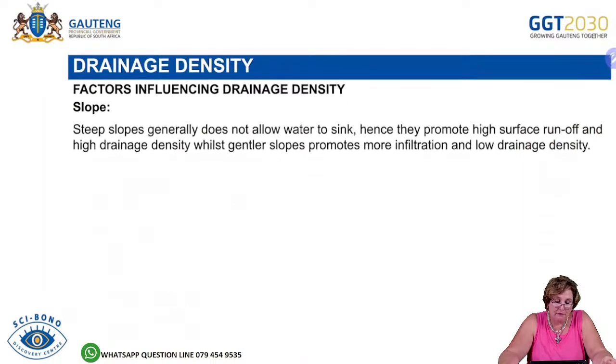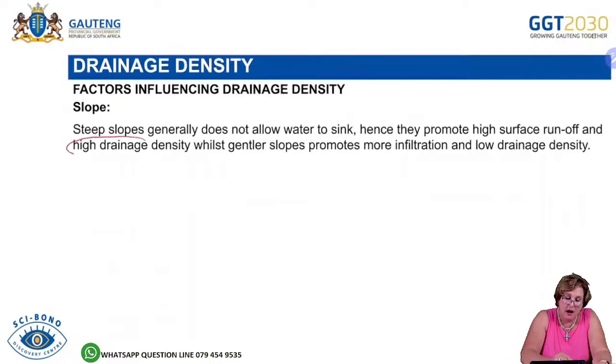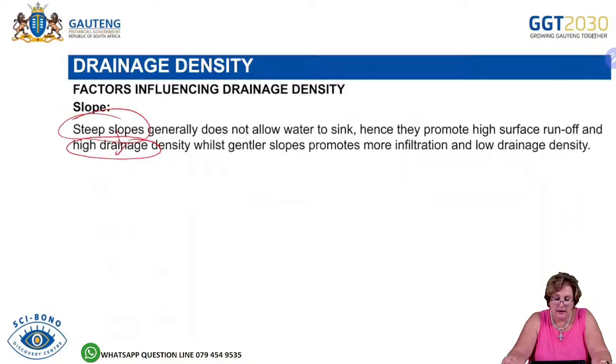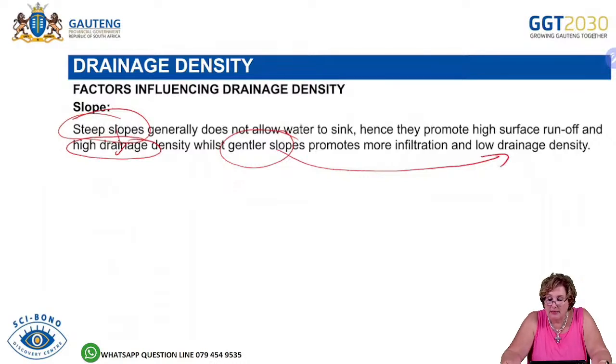Slope is another factor. A steep slope generally does not allow water to infiltrate. The slope is too steep for the water to infiltrate, so it starts running off, so I will have a high drainage density. Steep slope, high drainage density. Gentle slope, low drainage density. Because of a gentle slope, the water will infiltrate into the soil.